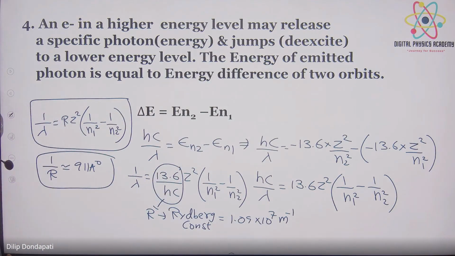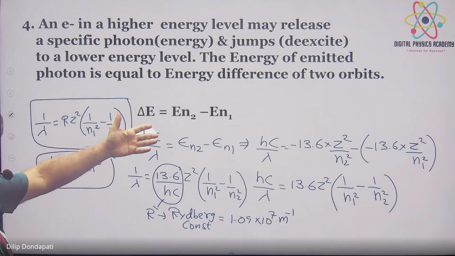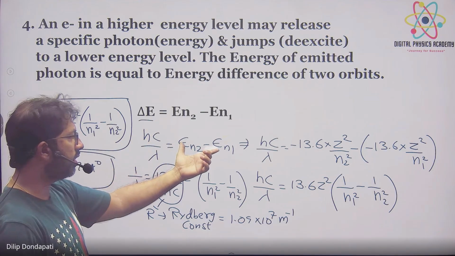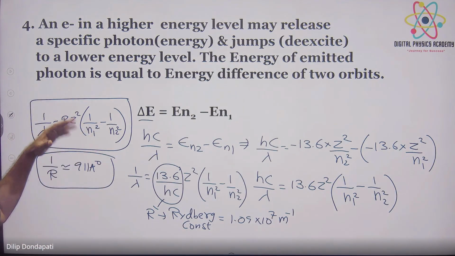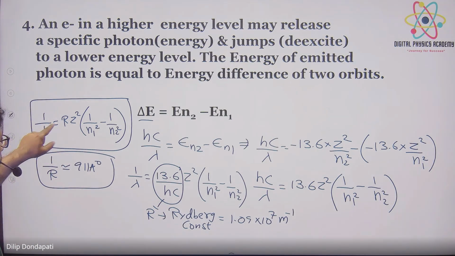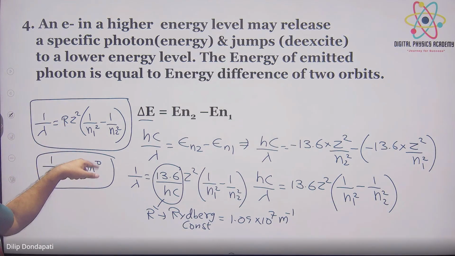So memorize this formula. Whenever they give energy levels directly in energy terms, you can use hc by lambda is equal to En2 minus En1. And if they directly ask for lambda, use this formula: r z square into 1 by n1 square minus 1 by n2 square. You don't need to memorize the 1 by r value, because we need lambda, not 1 by lambda, so you need to substitute it in place of 1 by r.